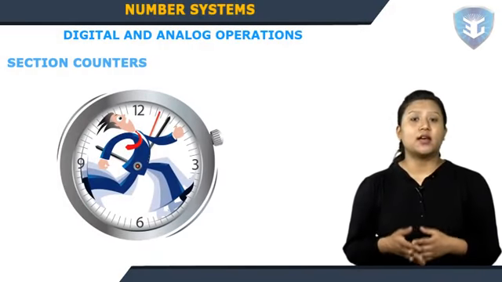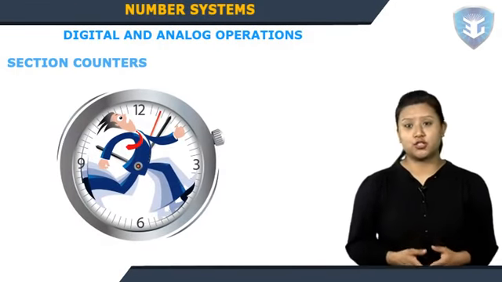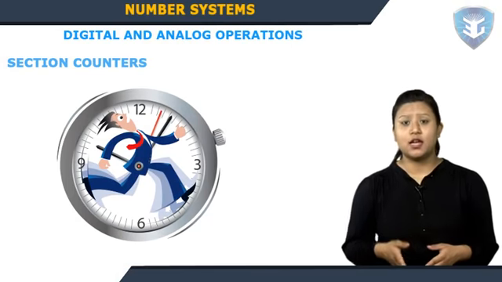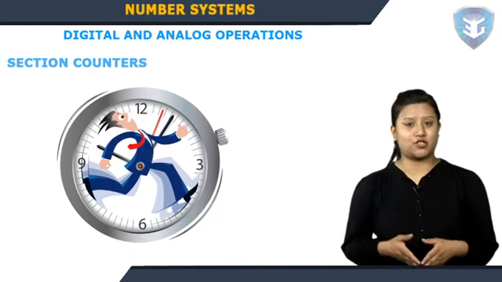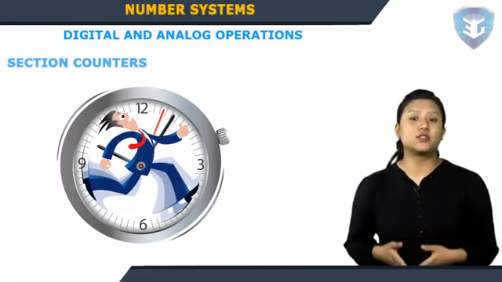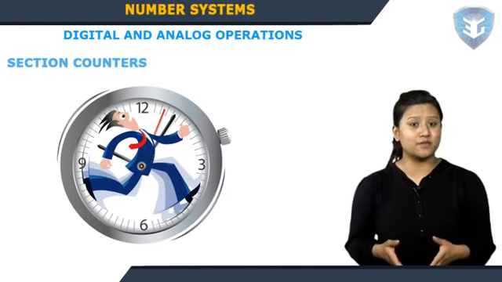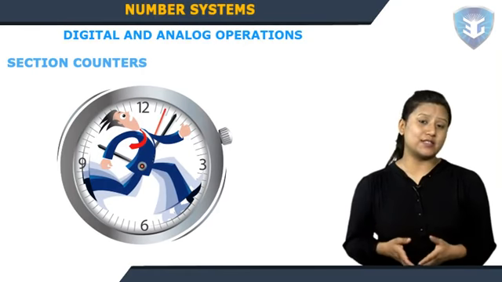Section counters. Another method for reducing the total conversion time of a simple counter converter is to divide the counter into sections. Such a configuration is called a section counter. To determine how the total conversion time might be reduced by this method, assume that we have a standard 8-bit counter.